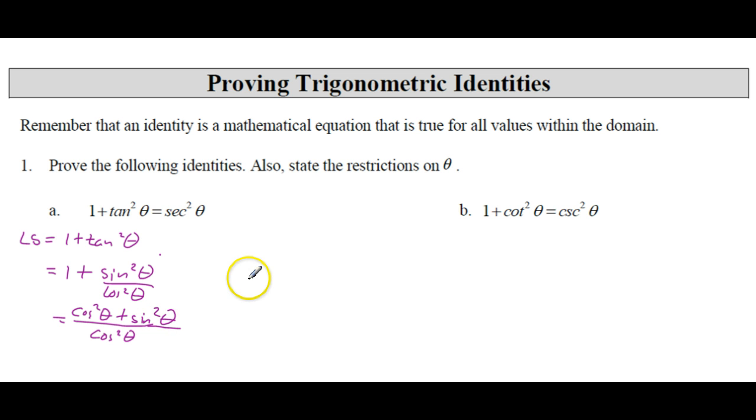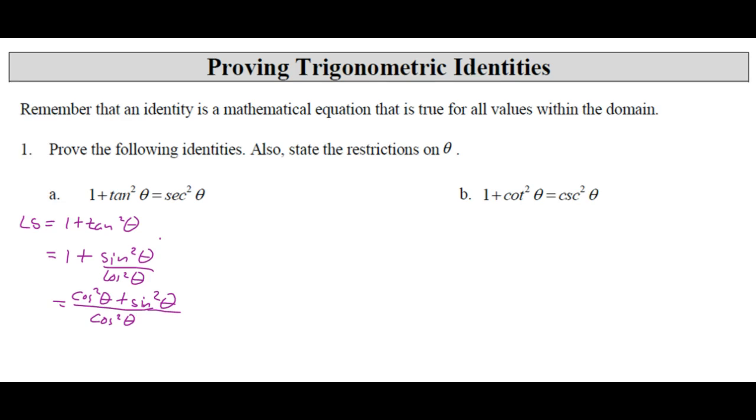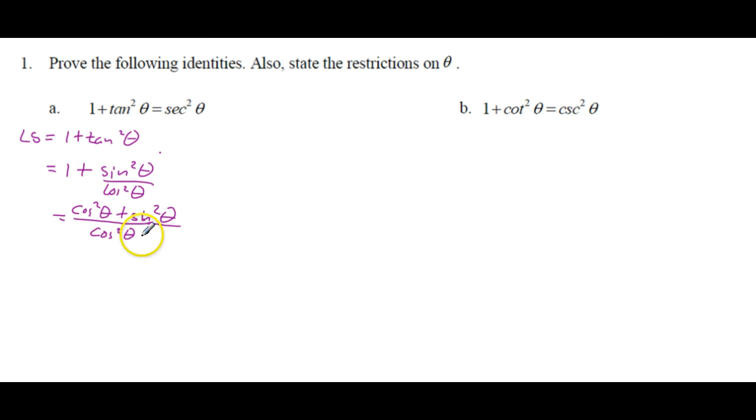Extend this out. Things should cover up. What's cos squared plus sine squared? That's 1. So we have 1 over cos squared theta. What's 1 over cos squared? That's secant squared. And that's the right-hand side. So we're done. So what you want to do, generally, is take the more complicated side and turn it into the easier side. Take the left side, work it until it becomes the right side.